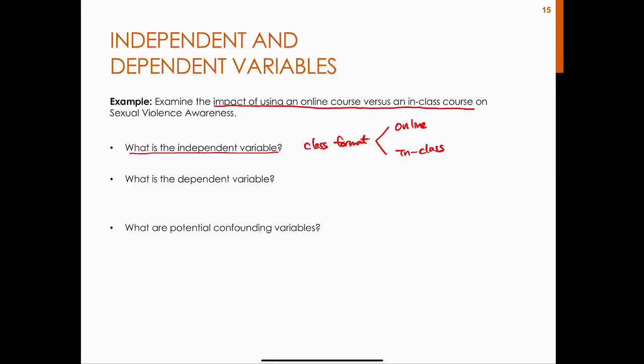The next question is here. What is the dependent variable? Actually, the dependent variable is the effect that is being measured from different formats. So in this specific situation, the sexual violence awareness is our dependent variable. And here is the last question. What are potential confounding variables?